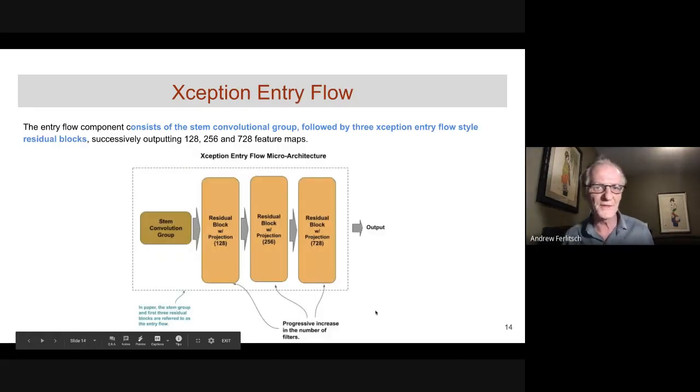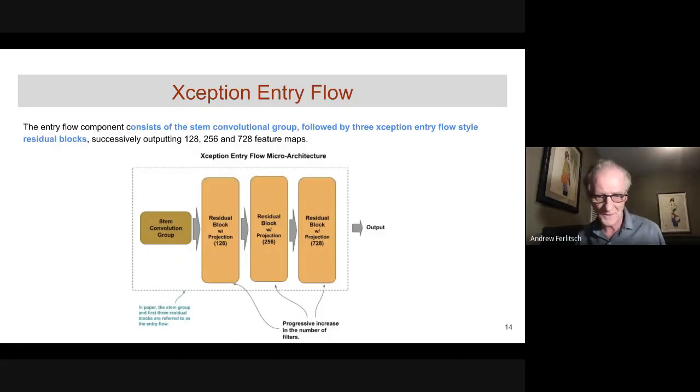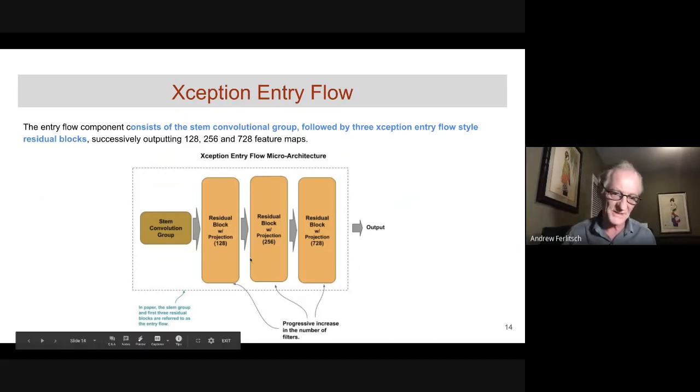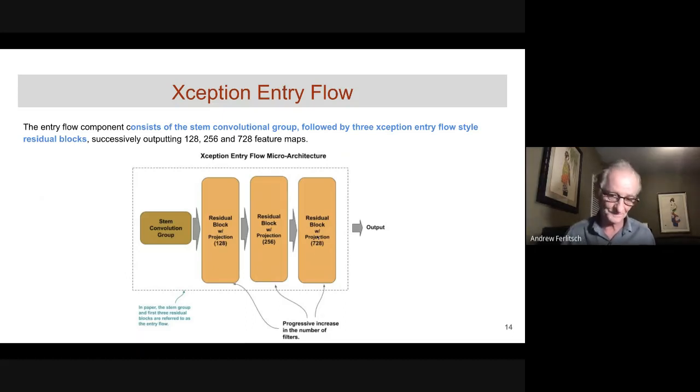So let's look at the Xception entry flow. As I mentioned, it consists of 3 residual blocks, each starting with a linear projection. And you notice how they are increasing the number of filters. It's not quite double. The first time it's double, but the next time it's 3 times. So there's a progressive increase.